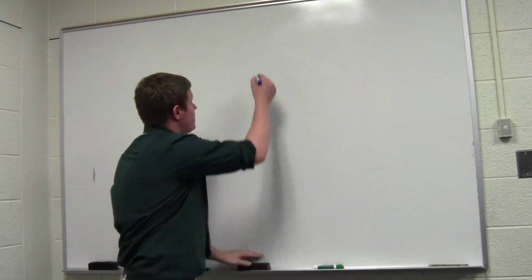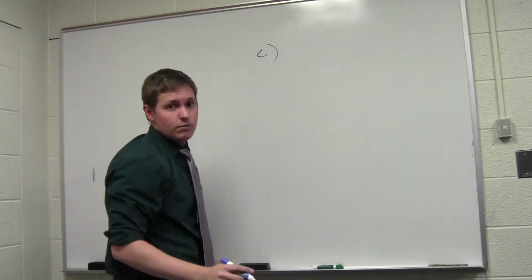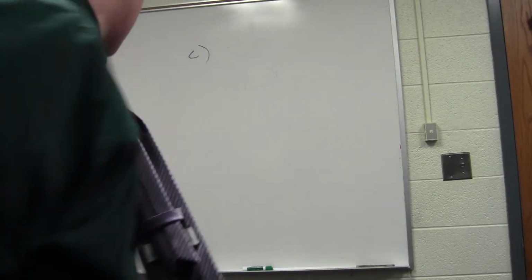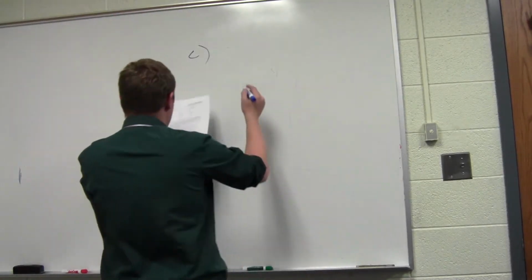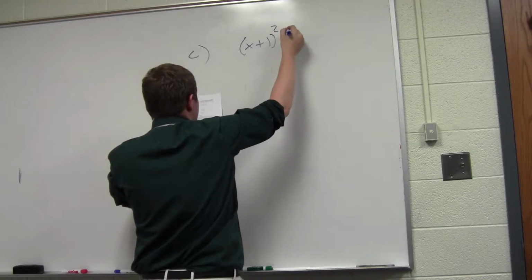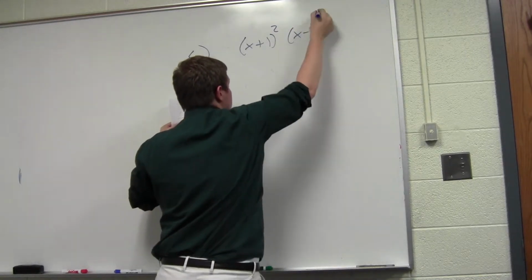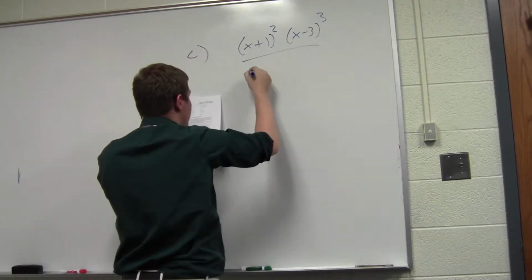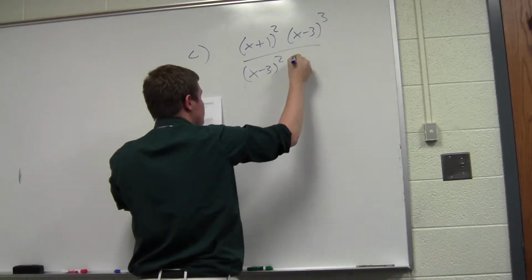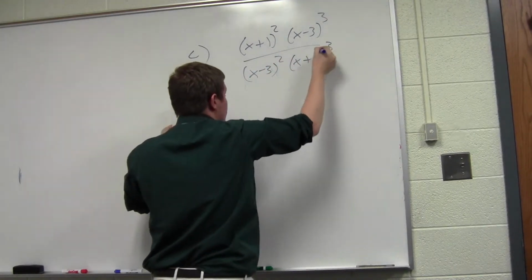Okay, problem C. We have (x plus 1) squared times (x minus 3) cubed, all over (x minus 3) squared times (x plus 1) cubed.